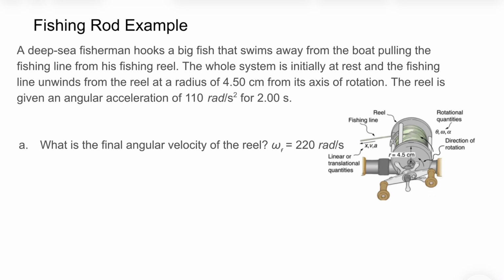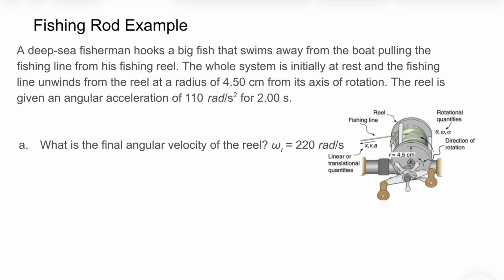So a deep sea fisherman hooks a big fish that swims away from the boat, pulling the fishing line from his fishing reel. The whole system is initially at rest, and the fishing line unwinds from the reel at a radius of 4.50 centimeters from its axis of rotation. The reel is given an angular acceleration of 110 radians per second squared for 2 seconds. So let's find the final angular velocity of the reel.